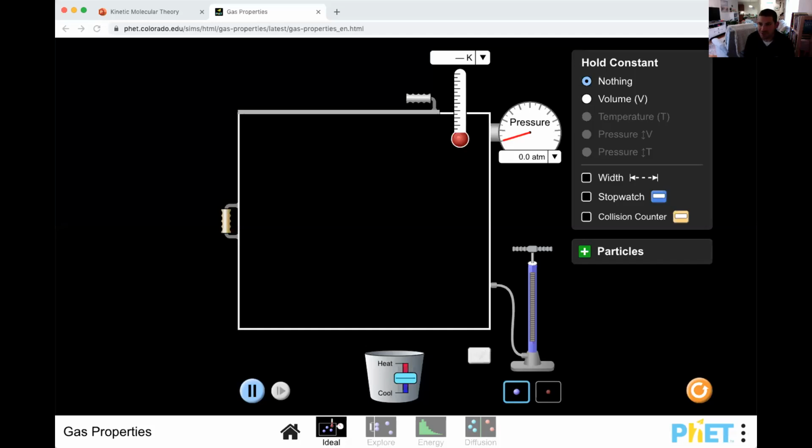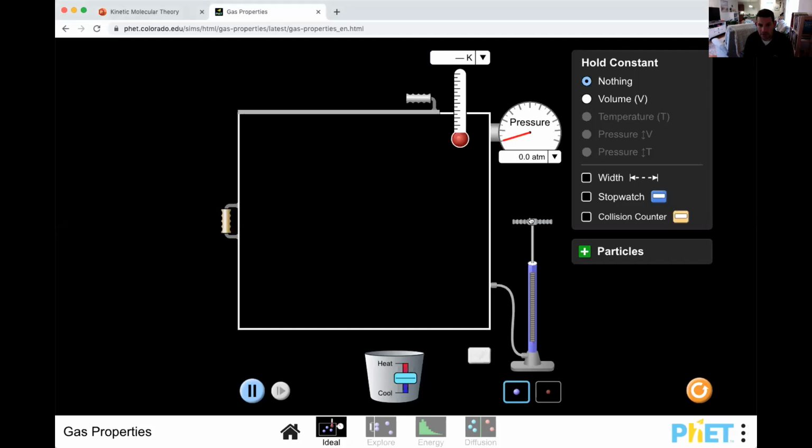Hi, chemistry students. So today we are looking at properties of gases. For the next 2 weeks, we'll be looking at gases. Right now we are starting with the kinetic molecular theory, and we'll get into our slideshow in just a second. But I wanted to show you this gas properties simulation that we might look at later in the week.